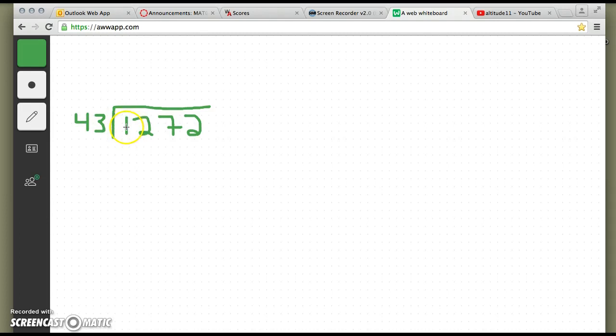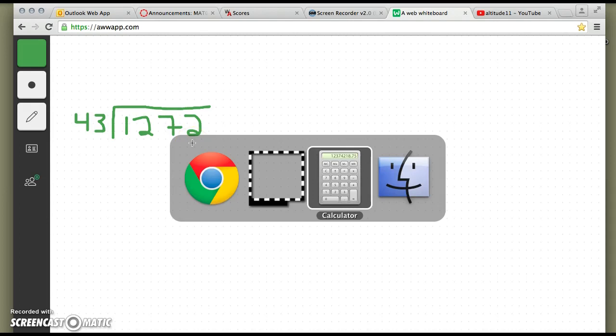The number 1 is far too small. So now you include the next number as well. How many times can 43 go into 12? Well, we still have the same problem. 12 is far too small. So now we need to bring in the next number as well. So now we're thinking, how many times does 43 go into 127? So let's take a look at this and use our calculator to help us out.